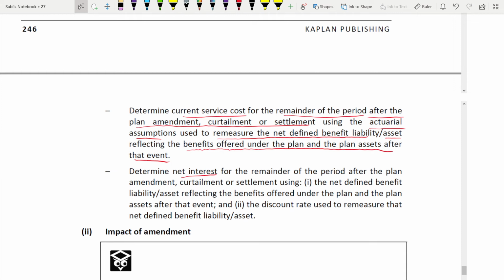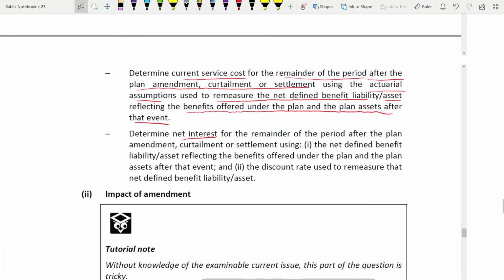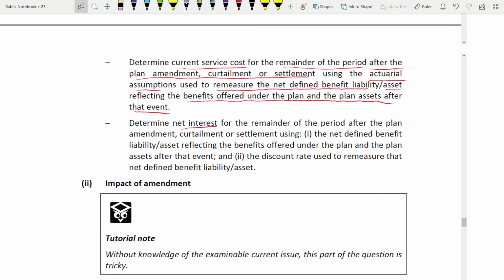Okay. Net interest for the remainder of the period after the plan amendment, curtailment, or settlement, using the net defined benefit liability asset reflecting the benefits offered under the plan and the plan assets after that event. This is repeated from this, all these lines and all. Okay. Second, the discount rate used to remeasure the net defined benefit liability asset, because now it will change. You have to remeasure that. Whatever the benefit liability asset you will have at the end of the year, now you have to change it based on your change in the plan. So discount rate also you might have to change.